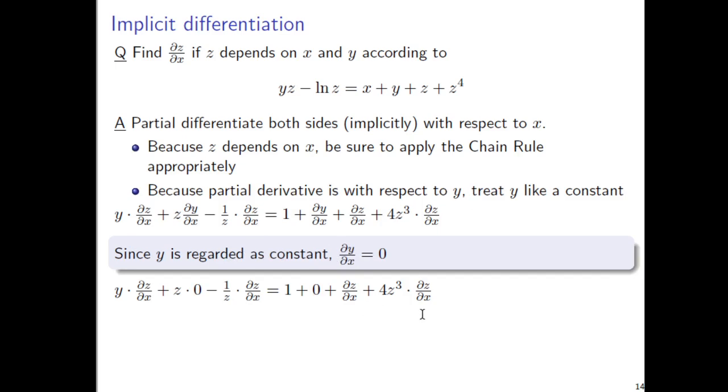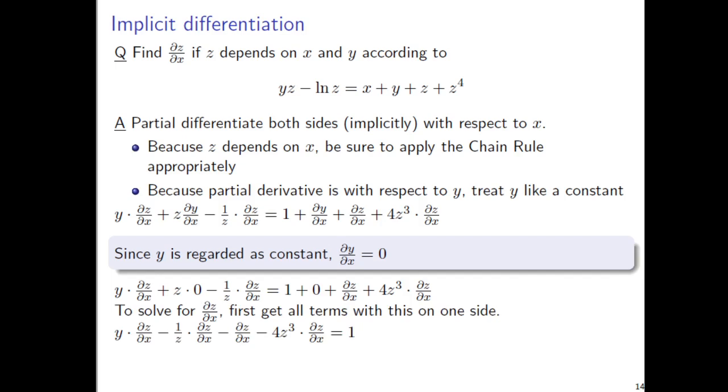And then let's get all the terms that have dz over dx on one side. This is how it looks. It looks like a mess in the step above, but if you really pay attention to the algebra details, you should have a thing like this. Now with all the terms that say dz over dx on one side, we can factor that out. And then to really isolate and solve for dz over dx, we can divide both sides by what's in parentheses. Okay, implicit differentiation is certainly a bit of a mess.